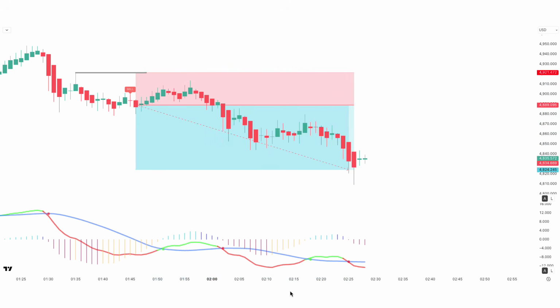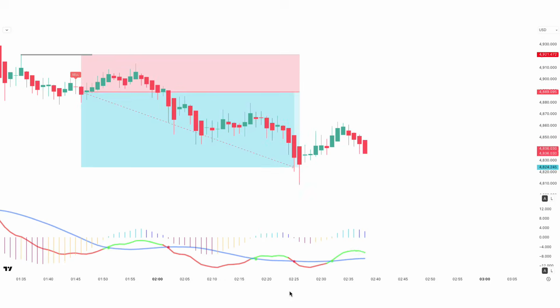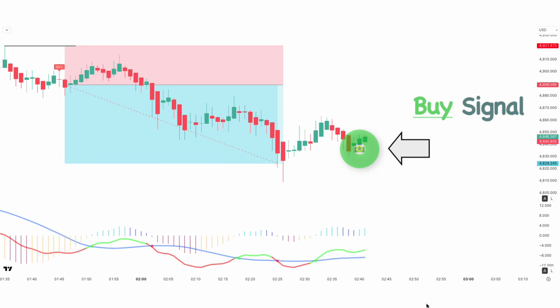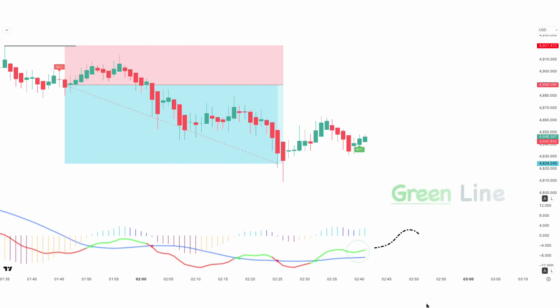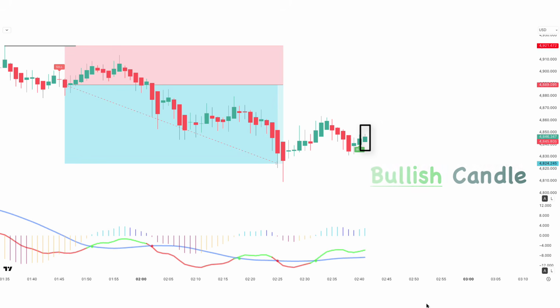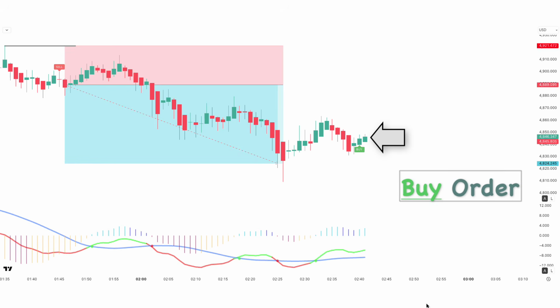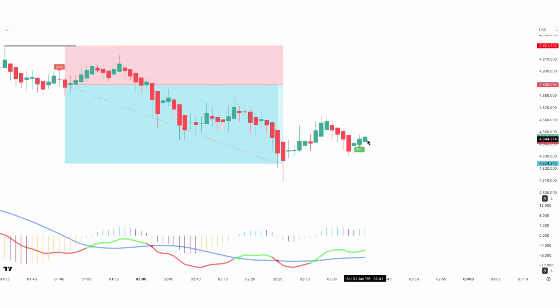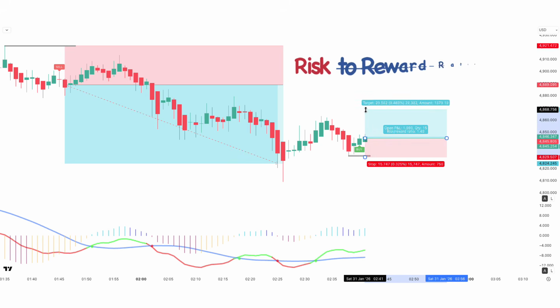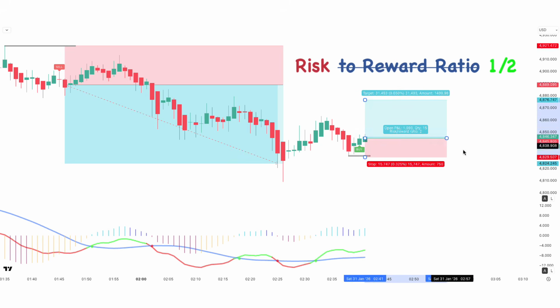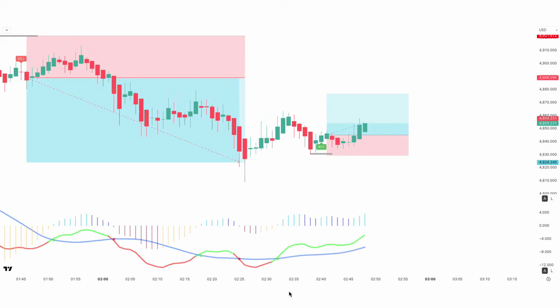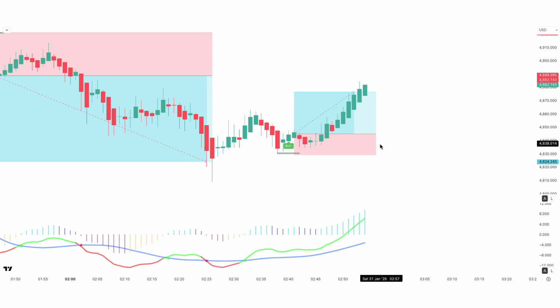Let us now understand the long position. When the TRAMA RSI filter arrow of this indicator is a buy signal, the green line of the MACD custom indicator should be above the blue line, and the market forms a bullish candle. If this condition is fulfilled, then we will place a buy order. Our stop loss is to be placed at the previous low of the market, and the risk-to-reward ratio will be 1:2. The market has completely hit the target.